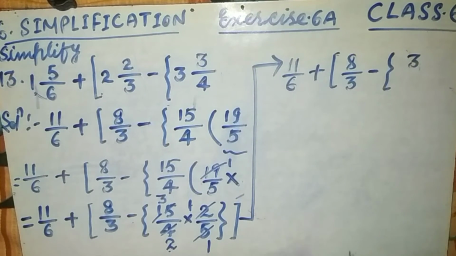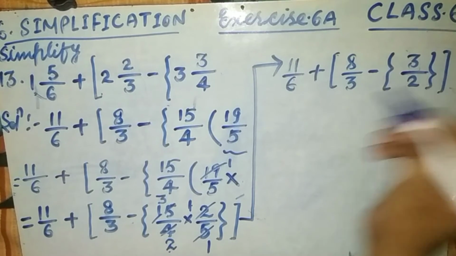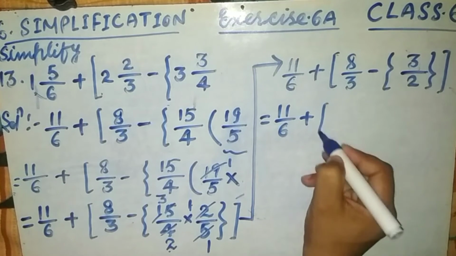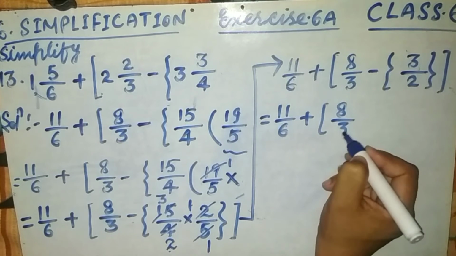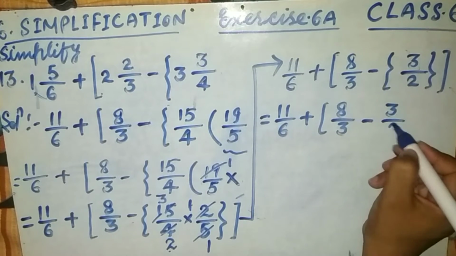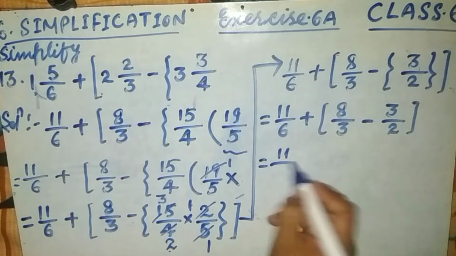Here is the 2 1s are 2, means downward. Close with the big bracket. 11 by 6 as it is. Now this is 8 by 3 as it is, minus. Now remove this curly bracket, close with the big bracket. Now come to the big bracket.